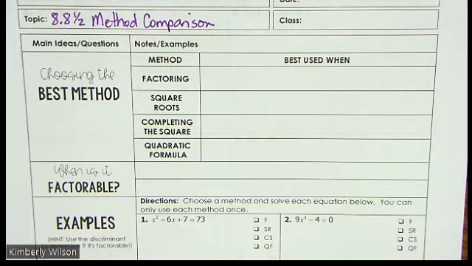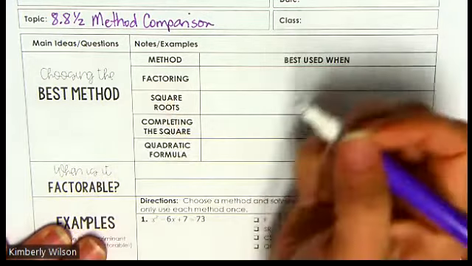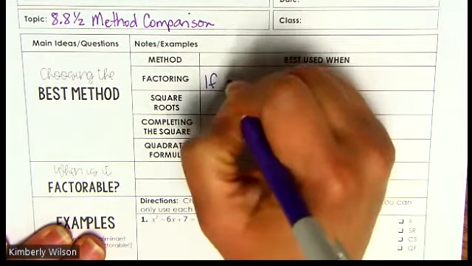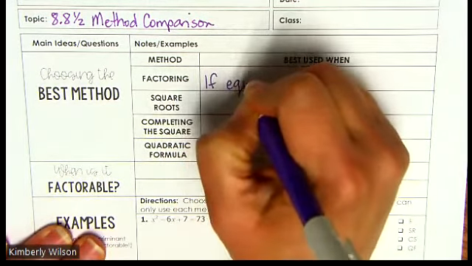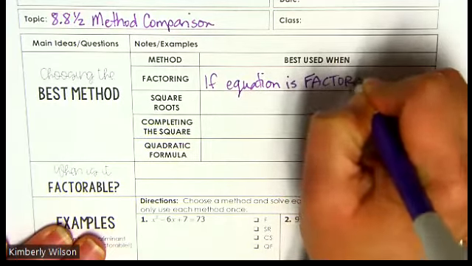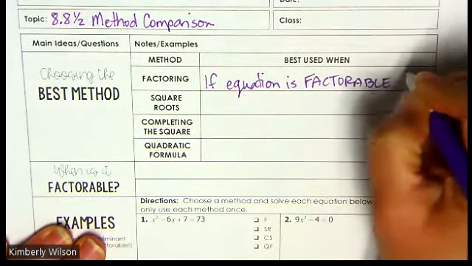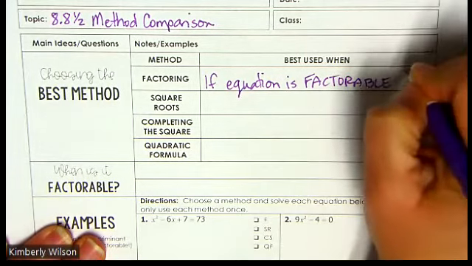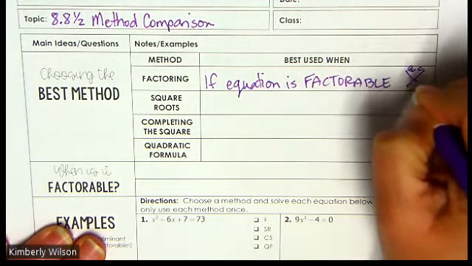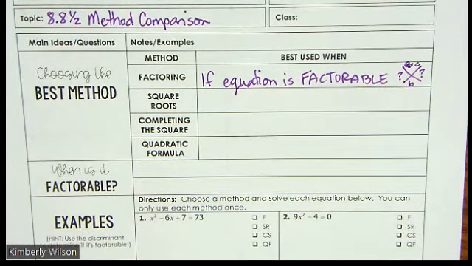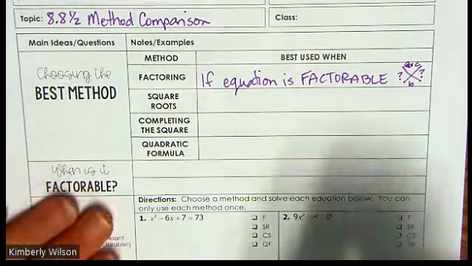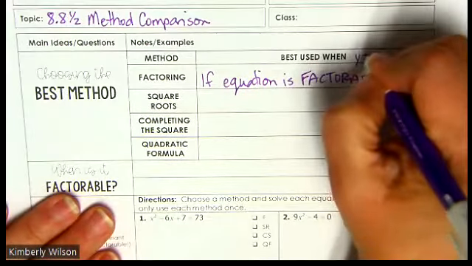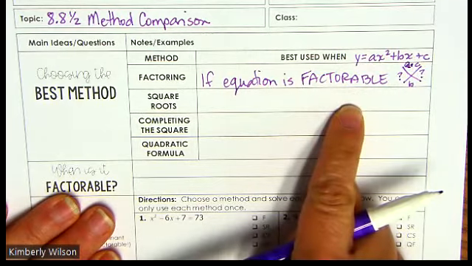Well, solving by factoring is going to be if the equation is factorable. That's a no-brainer, which means that's when you're going to do the product sum box, where you have the A times C and then the B down here, and you're looking for these two. Okay, and remember, it's got to be in standard form, y equals ax squared plus bx plus c, before you can determine if it's factorable.